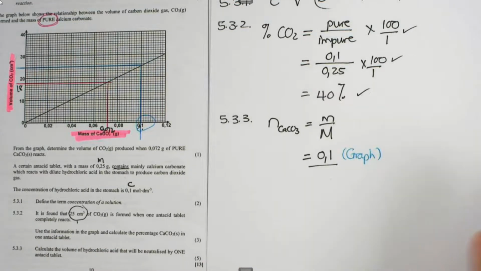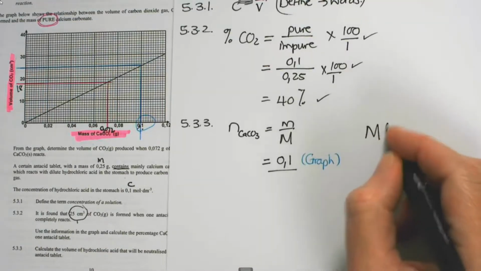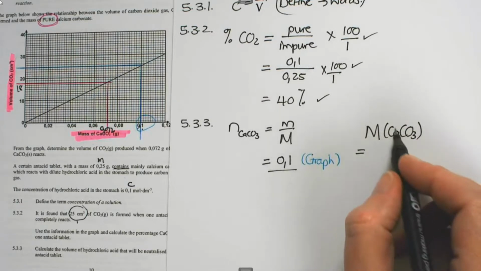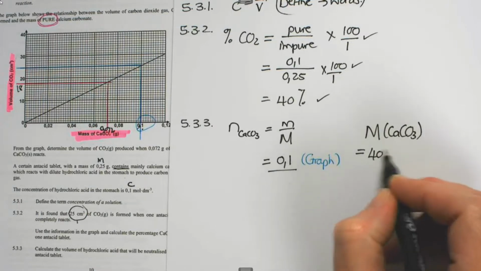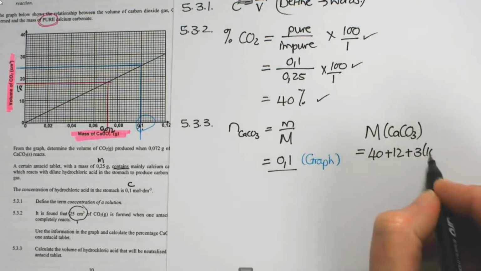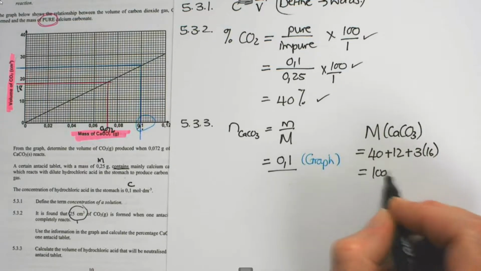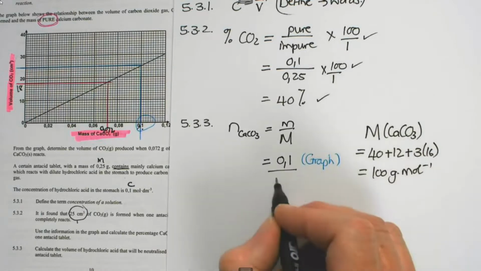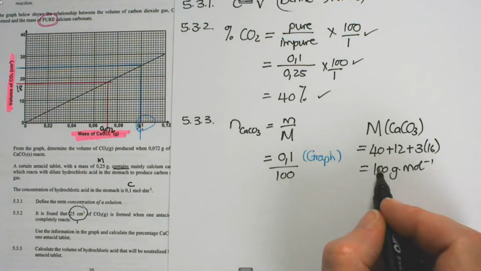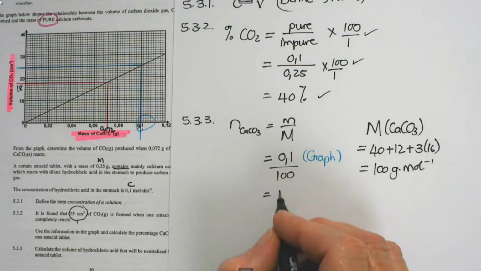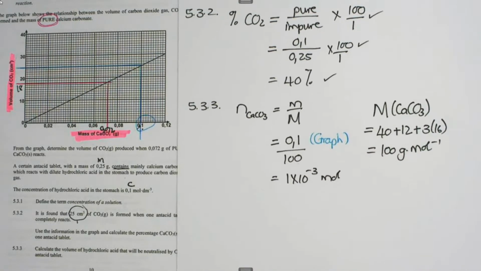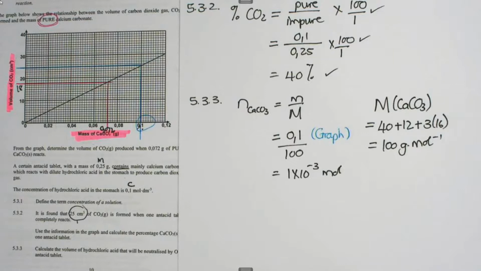Divided by, I need the capital M of CaCO3. And this one is my favorite, you will see why. Ca is 40 plus C is 12 and 3 times 16. And if you get that answer, this one is precisely 100. So this one works beautiful when it's an easy number to work with. So this gives you 1 times 10 to the negative 3 mol.